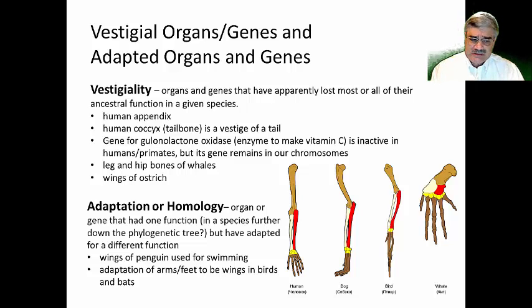Now, a reason that vestigial organs are interesting is because they also show how adaptation takes place. An organ or a gene that once had a function may be adapted to a different function. The wings of a penguin, for example, no longer enable the penguin to fly, but they're used for swimming. There is also the adaptation of arms and feet to be wings in birds and bats. And to the right are homologous organs and how they have been adapted in different species for different functions.